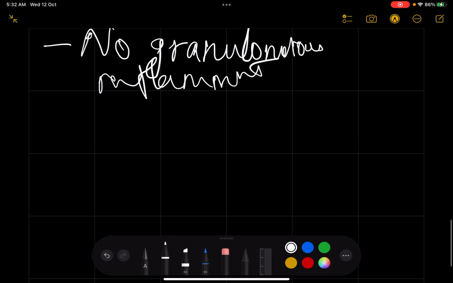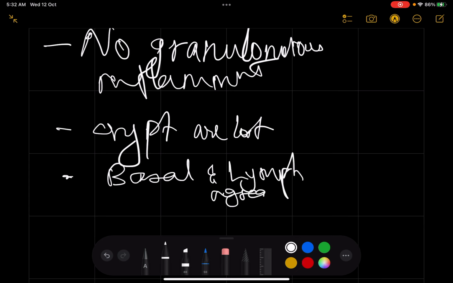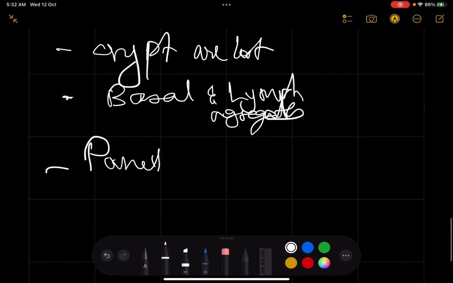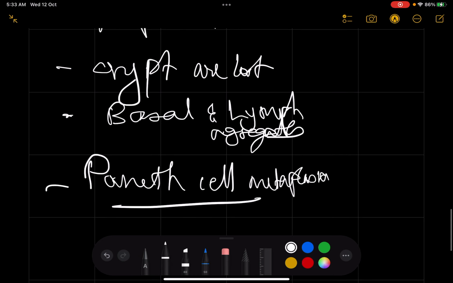So that's one very important microscopic finding. Another very important finding is that the crypt architecture is lost. So the crypts are lost, and basal cell and lymphocyte aggregates are seen. Also, we see Paneth cell metaplasia. Paneth cell metaplasia may be seen. But that is about it.